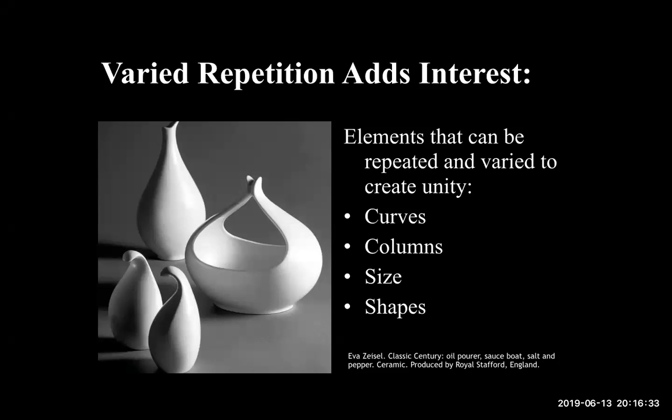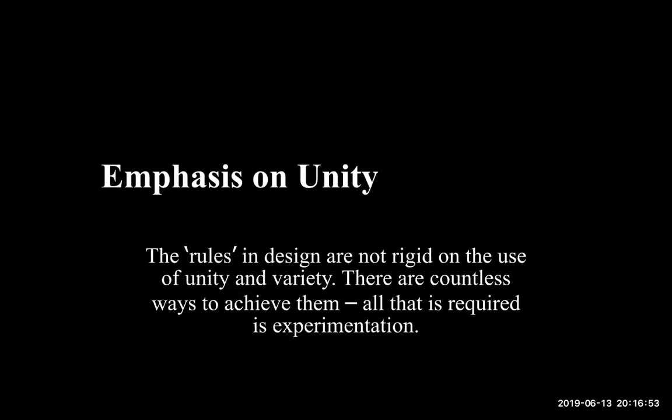So there's repetition through all of her work, there's unity through all of her work, but there's also a lot of variety because we want to keep people buying those things. Some things that you can do to create unity, but you can vary, would be curves, columns, size, and shapes. And the rules in design are not rigid on the use of unity and variety. There are just so many different ways to achieve them. All you have to do really is start experimenting.